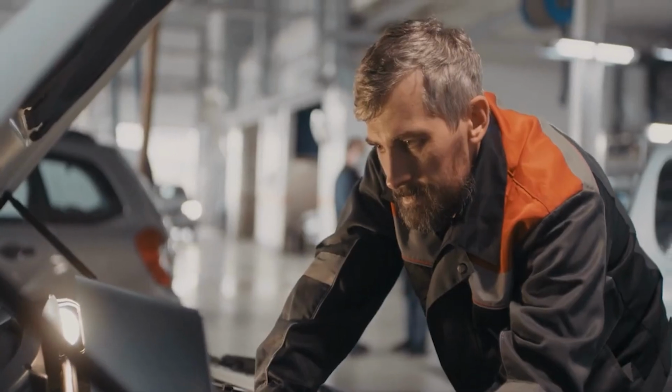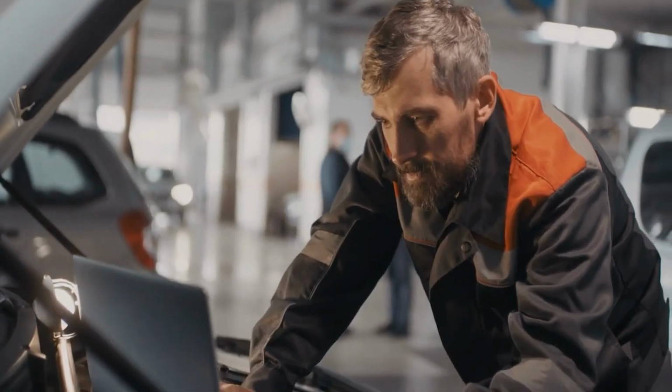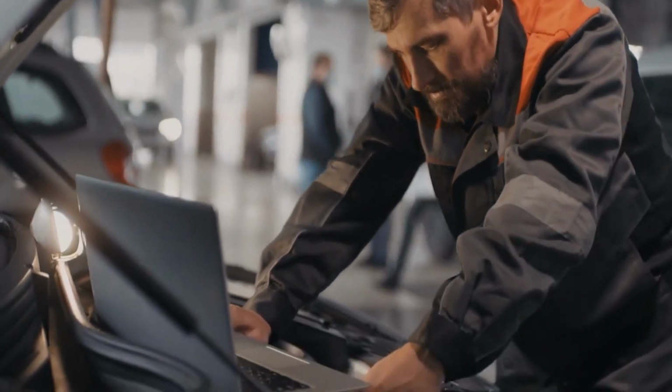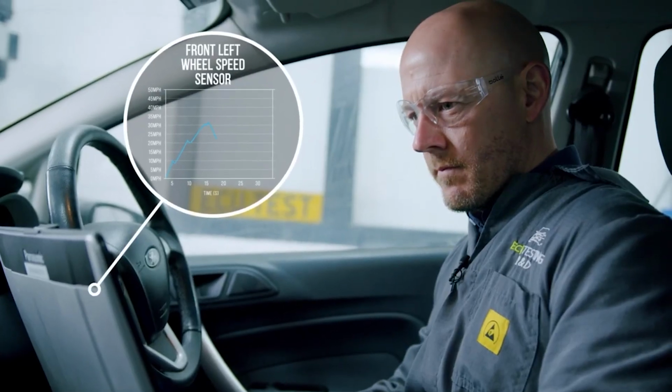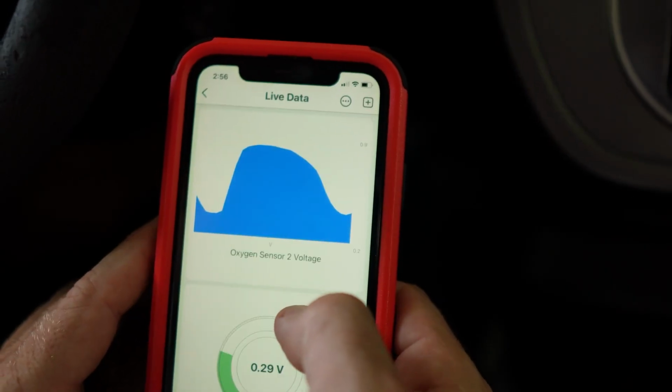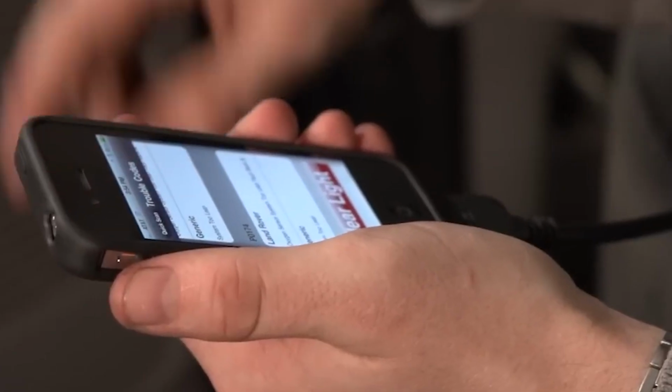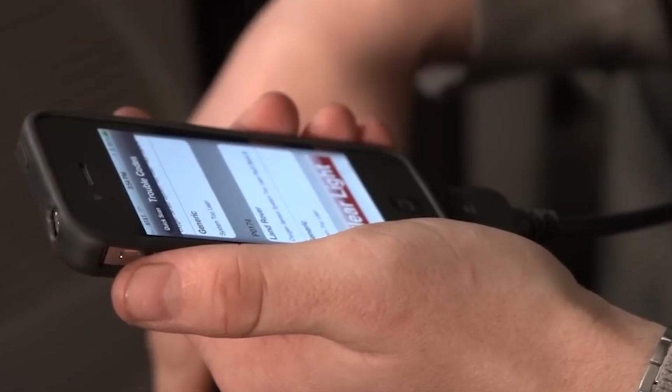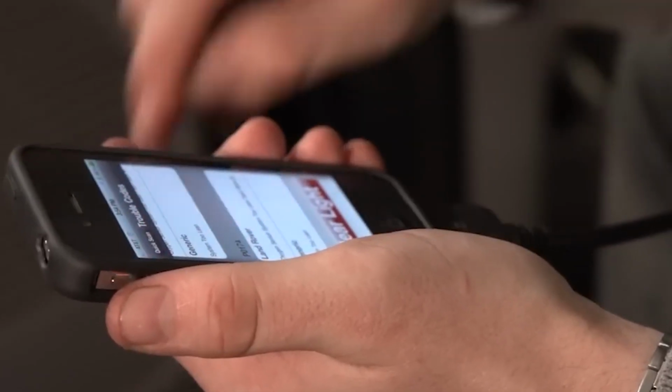Now, before we jump right into the scanning, let me clear up one thing. You don't need an expensive professional scan tool to do this. Yes, bigger scanners may have graphs and extra features, but these days, even small affordable scanners and phone apps can show you live data. Just look for one that has the feature. One with graphs makes it easier, but you can still diagnose with basic numbers if you know what you're looking for.